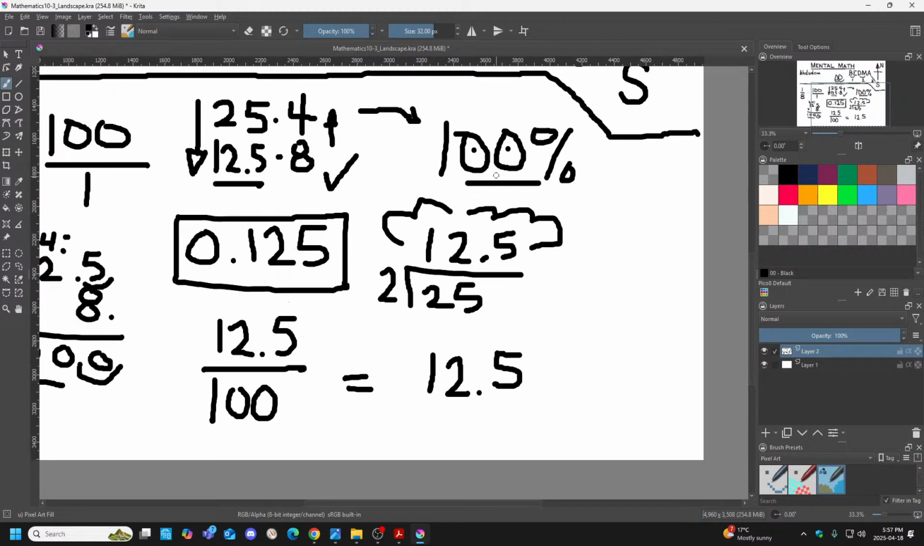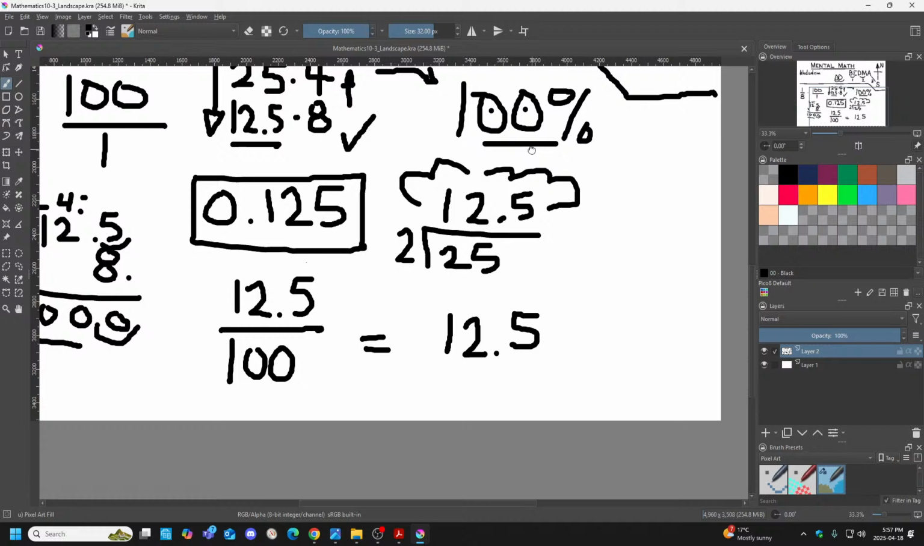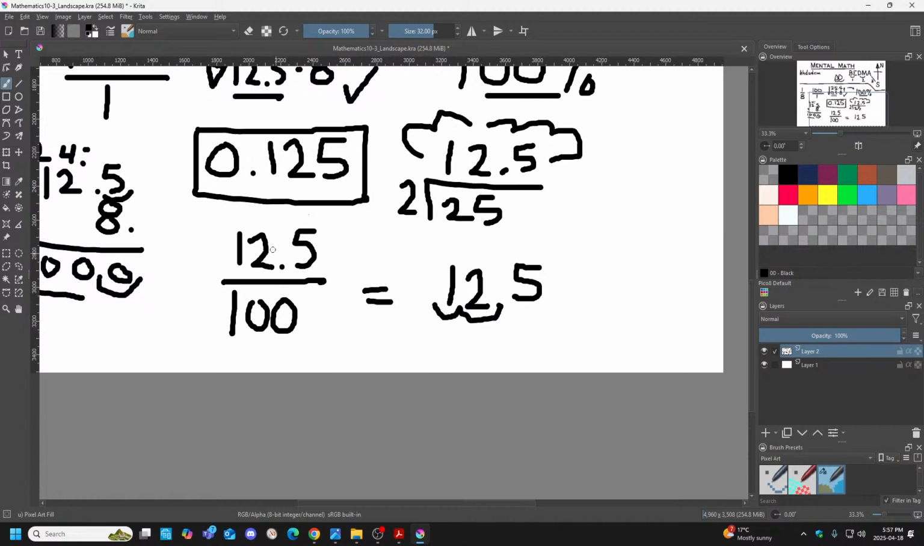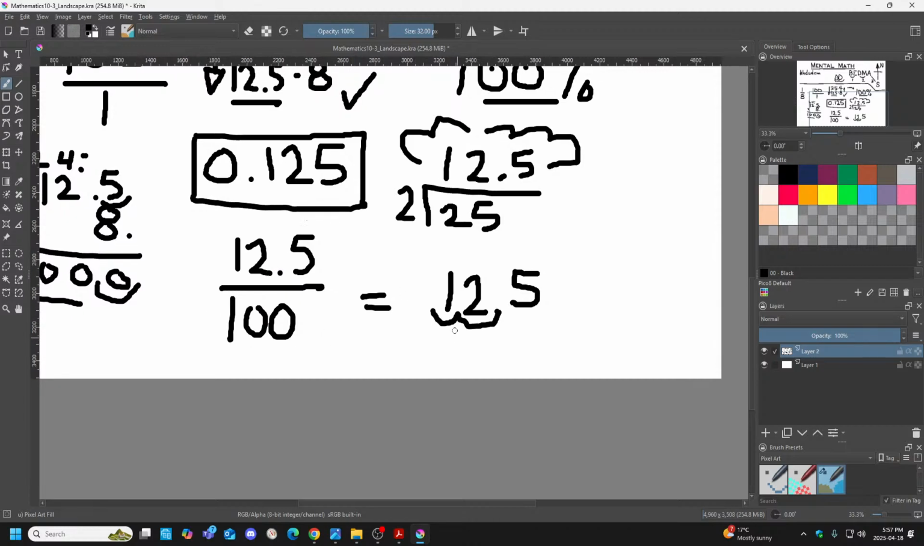So, same thing just like before. 100 has 2 zeros, so that means 2 jumps. We're taking the decimal from here, going 1, 2. We're basically doing 12.5 divided by 100. That's what we're doing. So I'm going to clean this up and actually write 0.125.